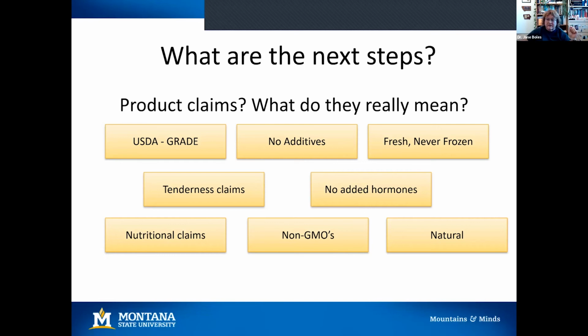USDA has a definition, so does FDA, of what is a GMO. So you do need to be cautious that you're actually addressing that piece, because they are talking about actual genes being spliced into the DNA, whereas selection or breeding is not considered a GMO. And natural has no definition, period.